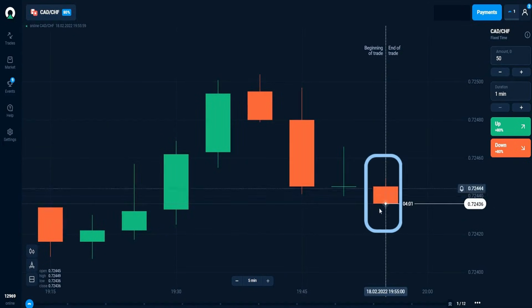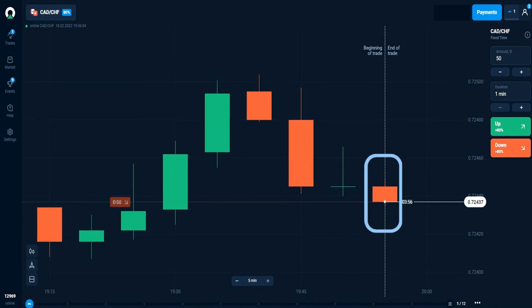So this is how this sell setup works step by step on a real chart with proper timing and candle confirmation.